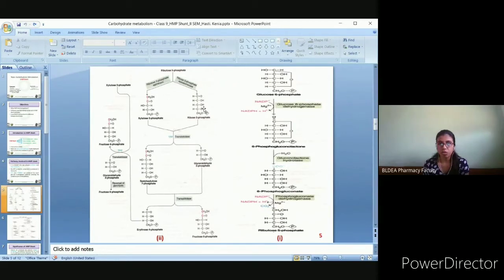So from xylulose 5-phosphate and ribose, then sedoheptulose 7-phosphate and glyceraldehyde 3-phosphate. So again 10 carbons, and again in the presence of the enzyme transaldolase, erythrose and fructose, that is 4 and 6. So overall 10 carbons are again regenerated. Okay, so this is how the different conversions take place.